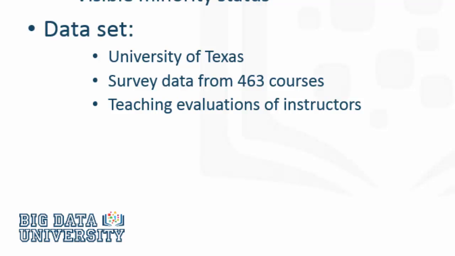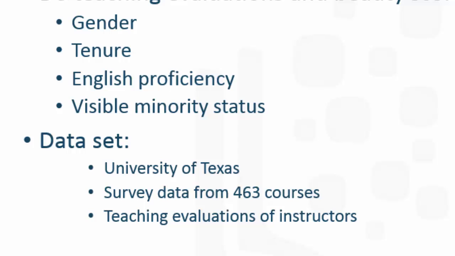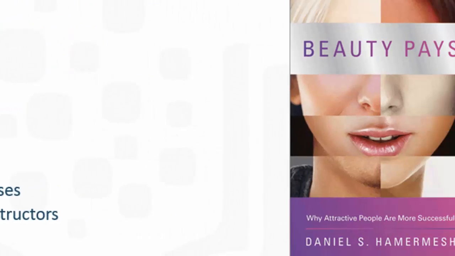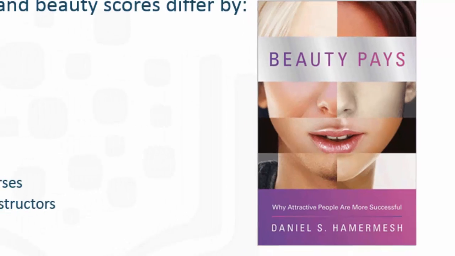taught at the University of Texas, where we know about the attributes of the instructors, their gender, tenure, and English language proficiency, and we also know what teaching evaluation they received and how students perceived their looks. The intent of this assignment is to determine if teaching evaluations are affected by instructors' good or otherwise looks.